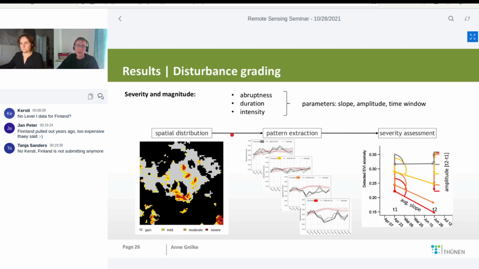So what we have been able to do with MODIS data, again, and this is the Fleming region from the very first slides, where insect defoliation occurred, we could spot the hot spots in this forest, predominantly pine tree areas. We could also extract patterns and group them according to their parameters like slope, amplitude, and the time window, of course, which enables us then to have a kind of severity assessment.